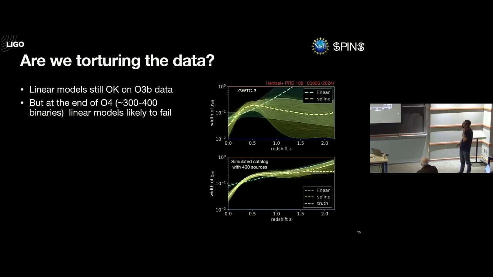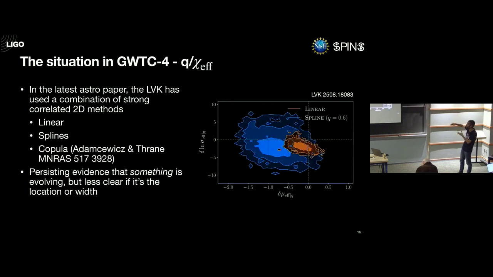Okay, great. So with this in mind, let me tell you where we are now with the latest catalog. Aditya covered most of what we have found today, or a lot, but not these things. He nicely left them for me to cover. So let me quickly review for you the situation for Q chi-effective correlation in GWTC4. So this is the paper that came out a couple of months ago.